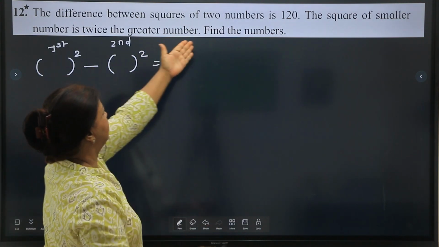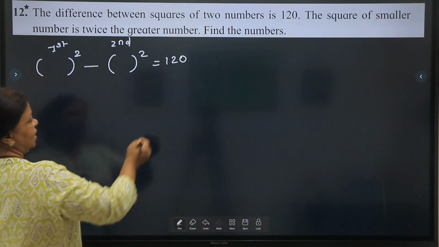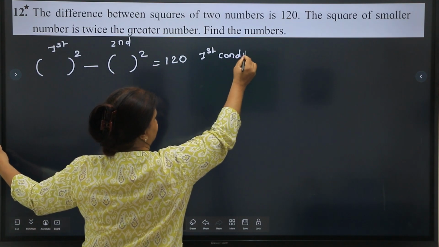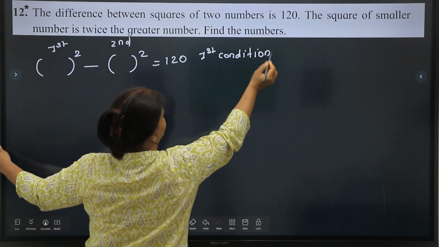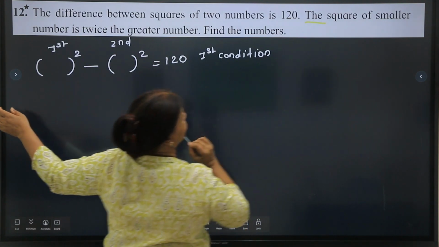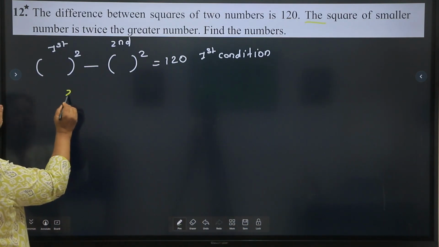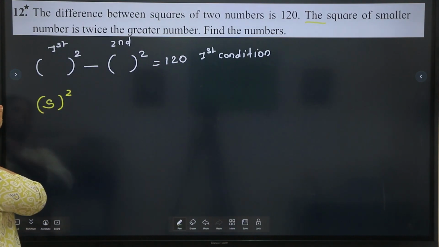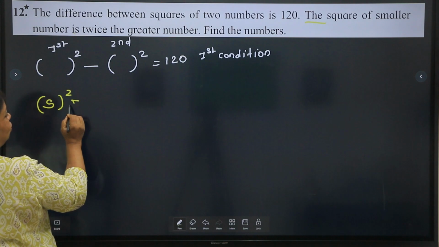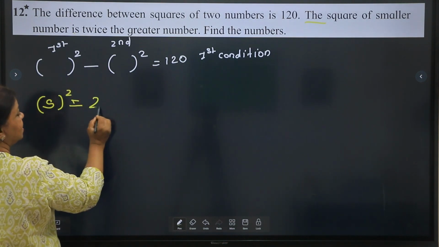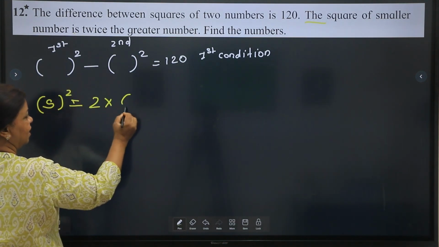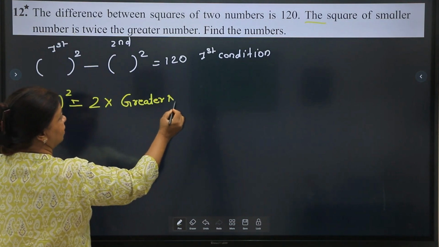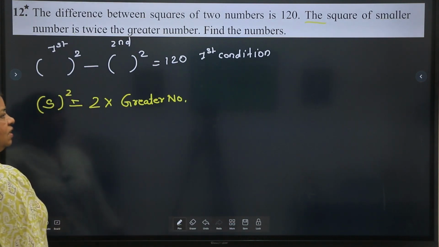Okay, it is given. This is the first condition. And the square of the smaller number, where S stands for small number, is equal to twice, two times the greater number. We have to find the numbers.